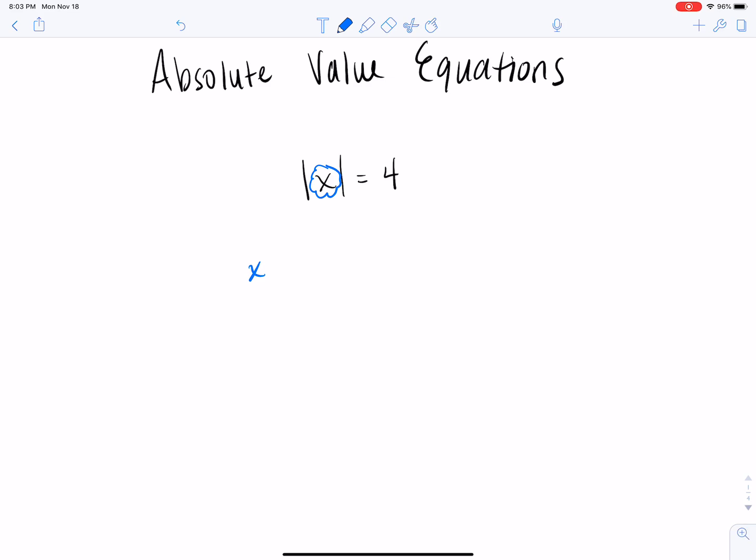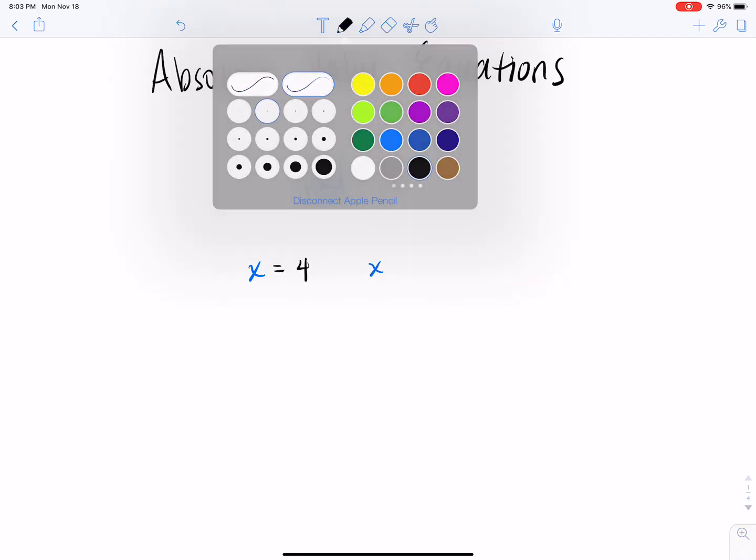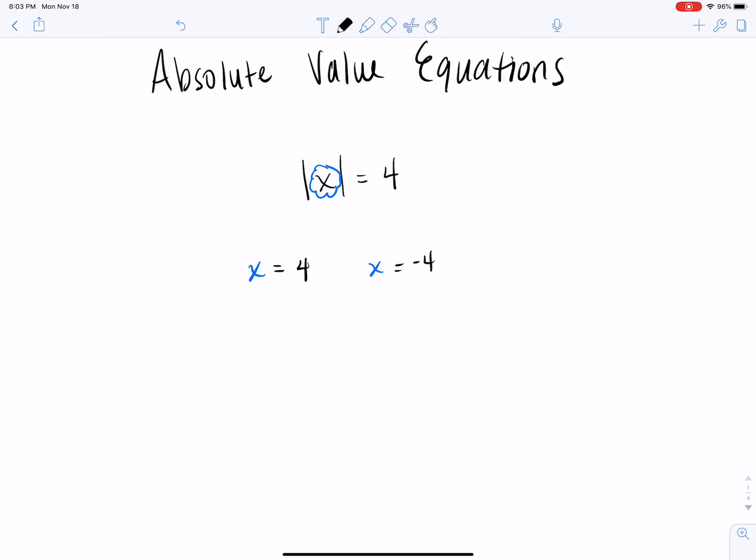you can say that x, what was inside, either had to be positive 4 or x, what was inside, had to equal negative 4. And you knew that because if you put a positive 4 in the absolute value bars and then you performed the absolute value on positive 4, you get positive 4. Same thing with the negative 4. If you put negative 4 inside the absolute value bars and you performed the absolute value operation on it, your result would end up being positive 4.